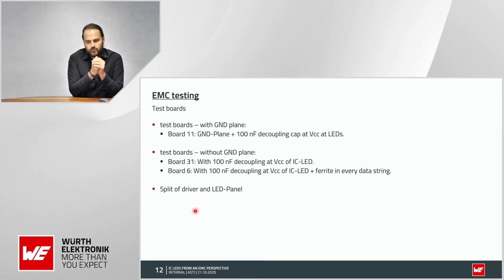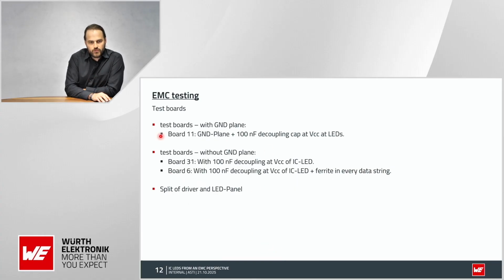And we will start with a board that has a common ground plane. That is, as we would expect from an EMC perspective, the best way to do the design. But of course, sometimes you will have splits in ground planes or even no ground planes in a system. And then the question is, what can happen here? So this is what we will have a look at then.